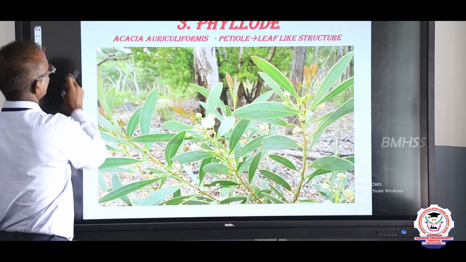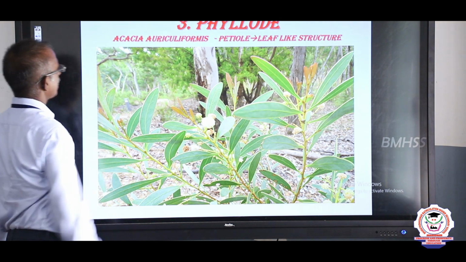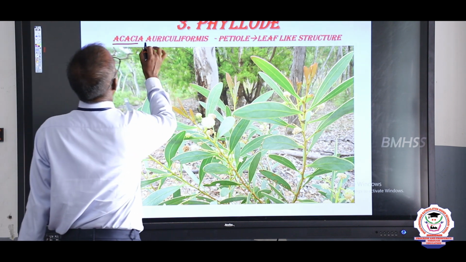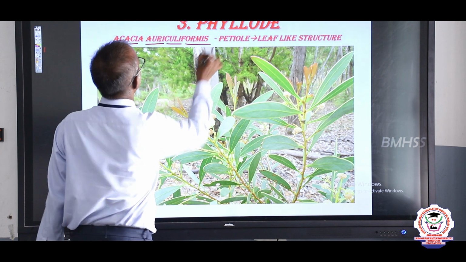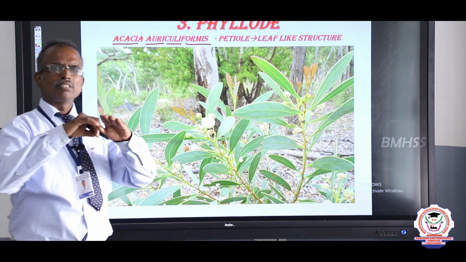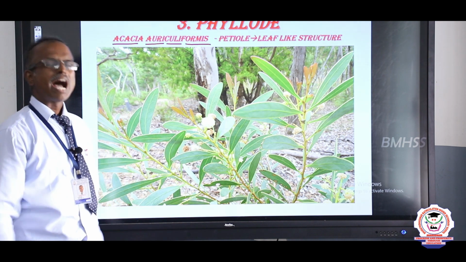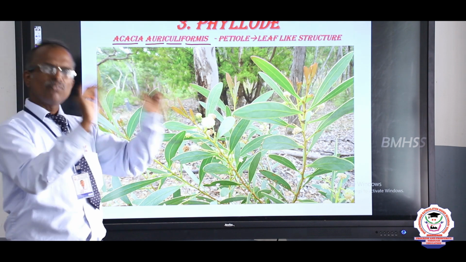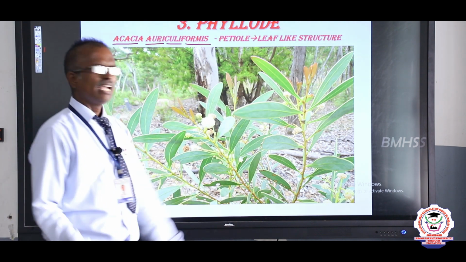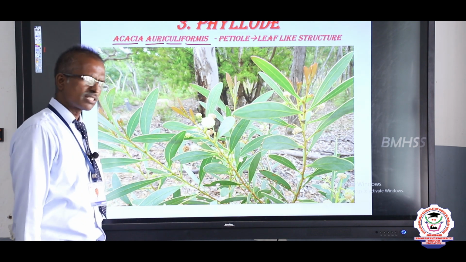Now we go for phyllode. What is meant by phyllode? In the case of Acacia auriculiformis, the leaf petioles are elongated and modified into a leaf-like structure. These leaf-like structures do the function of photosynthesis.